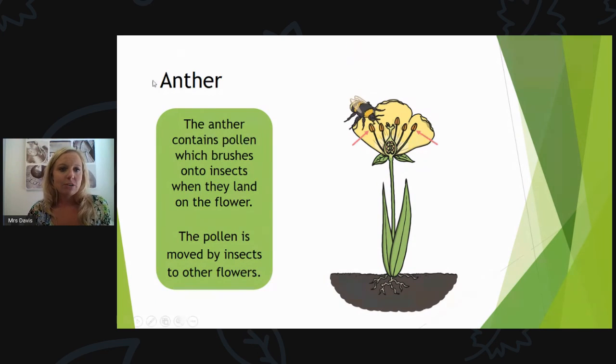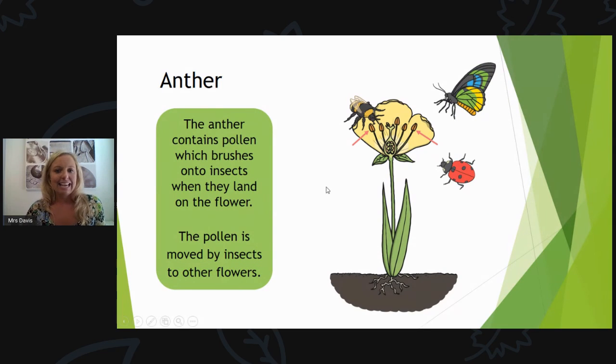Now, finally, I've got just a little added thing here. I just wanted to point out this little thing here. So we've talked about these petals. Now this is called an anther. And the anther contains pollen. Okay, so that's the pollen that the insects are attracted to, which brushes onto insects. So the insect lands on the flower, and they go near the anther, and the anther is covered in pollen. And when they go near that anther, the pollen brushes onto the insect.